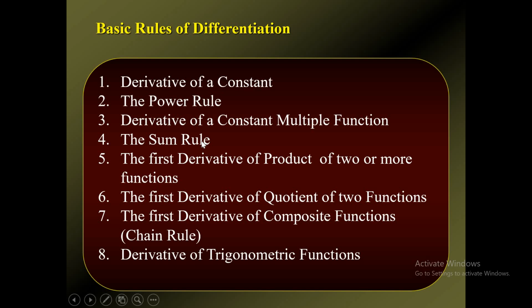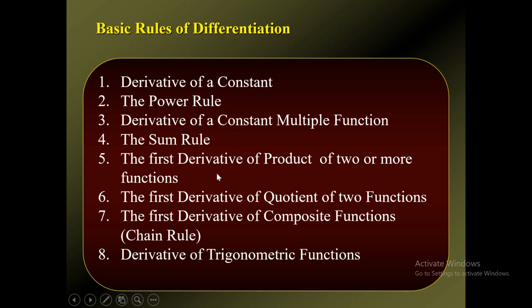Objective number 4, how to find the sum or a difference between 2 or more terms. I'm going to find the derivative of each term alone. Whenever a term is a constant, the derivative is 0. If it has a power, multiply by the power and decrease 1 from the power. Derivative of a constant multiple function: isolate the constant and then multiply by the derivative of the function. As in number 2, multiply by the power, decrease the power by 1.